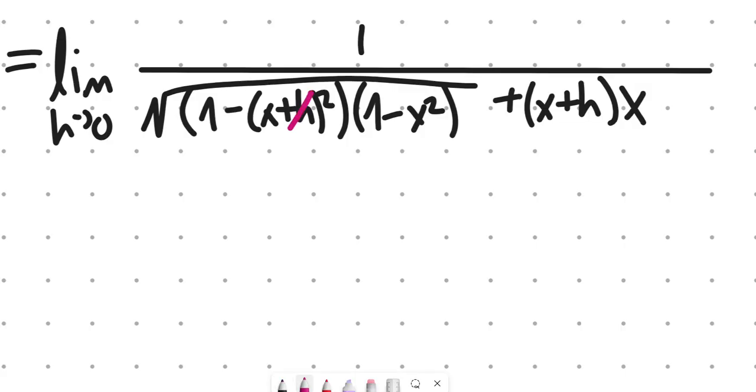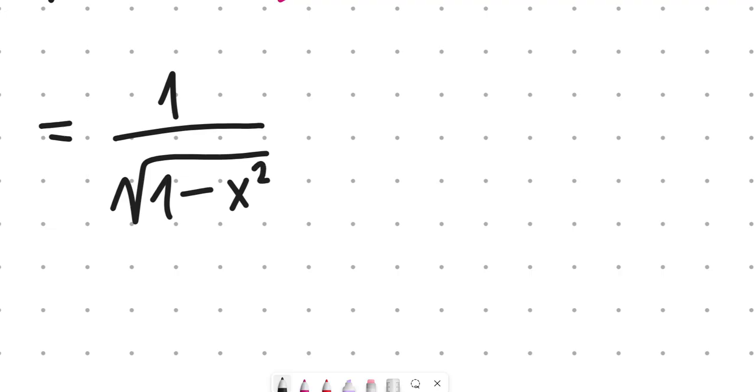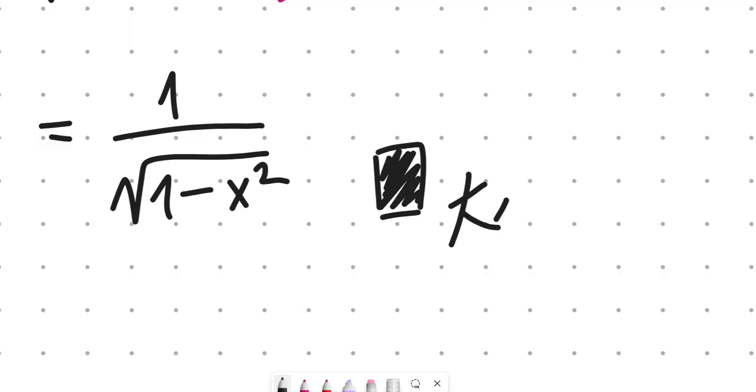If h approaches 0, this would approach 1 minus x square here. And if h approaches 0, this one will equal x square. So this would equal the limit of that one, which will equal 1 over the square root of 1 minus x square. So we have just proven the derivative of the inverse sine function.